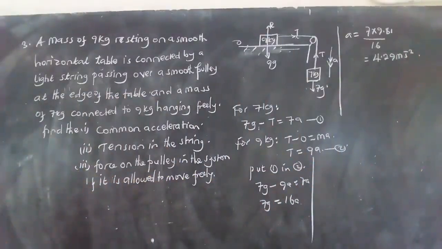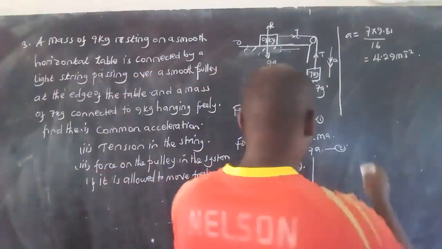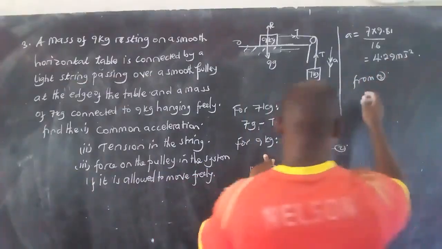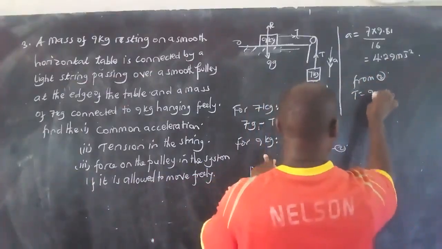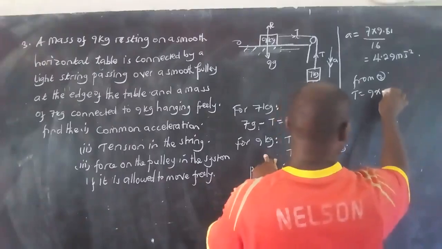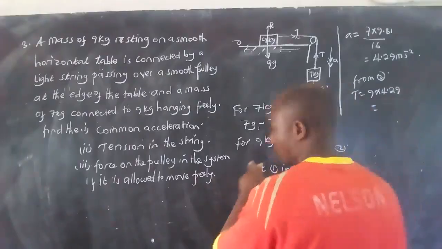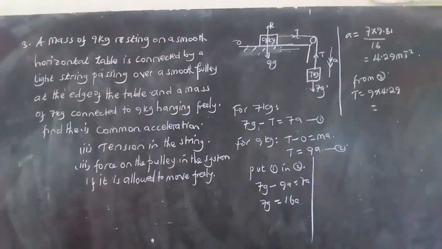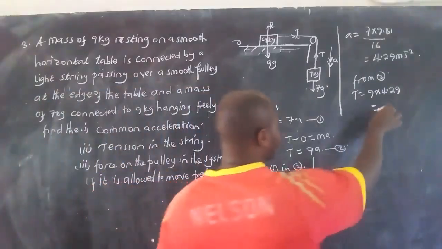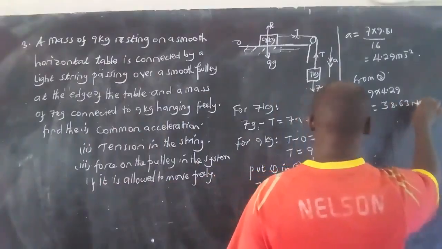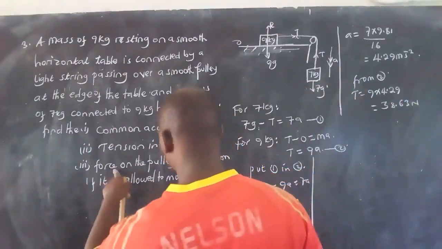Then the other one says find the tension. So then from equation 2, our tension T will become 9 times 4.29. Now what do we get here as tension? The tension will be 38.63. Then next is find the force on the pulley.